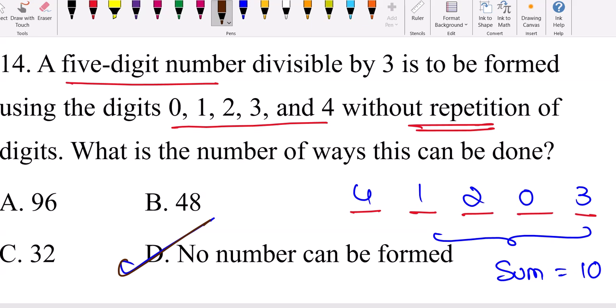When I use all the digits, whatever number you create, let it be 1, 2, 3, 4, 0 also, it's not divisible by 3 because the sum of digits is 10. We cannot divide by 3.